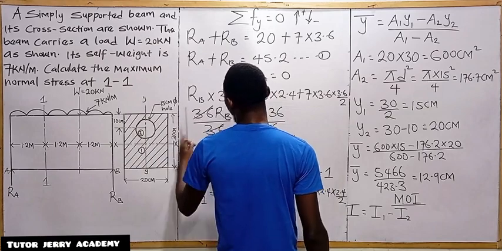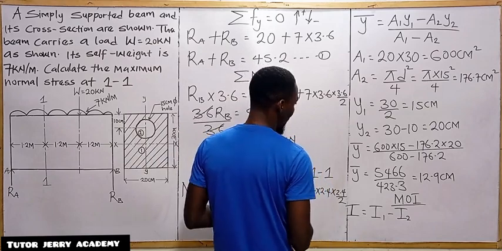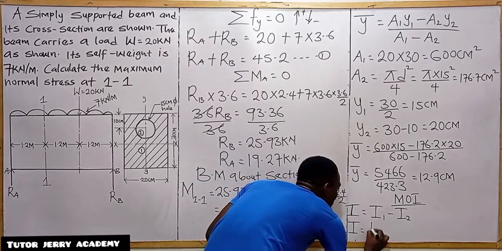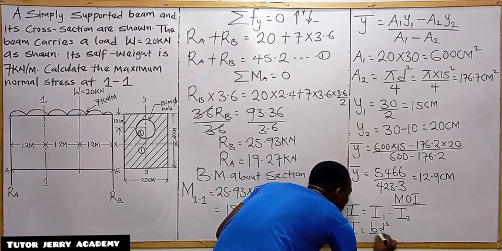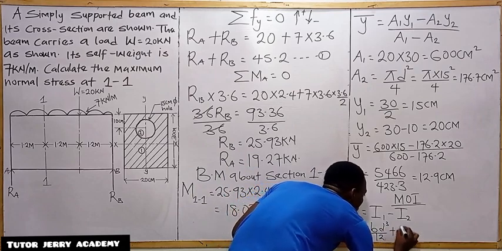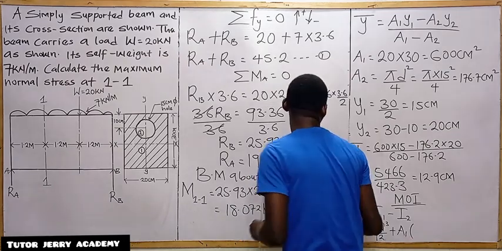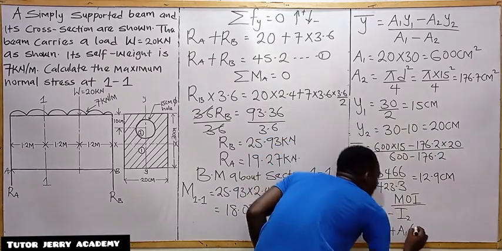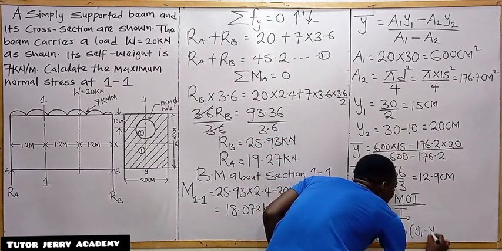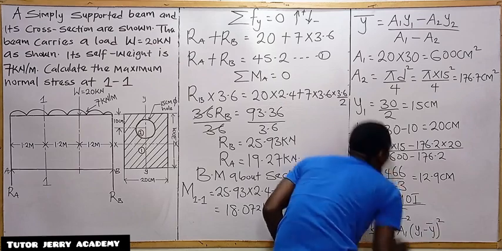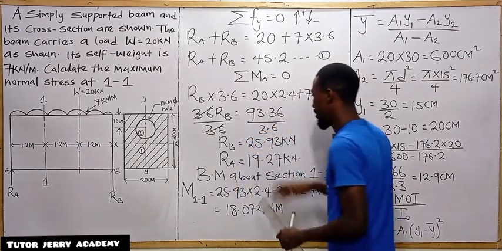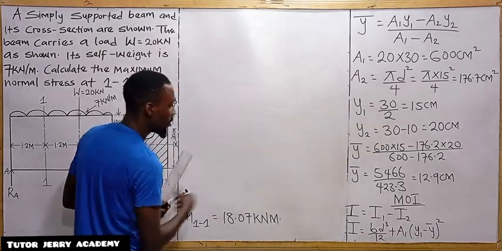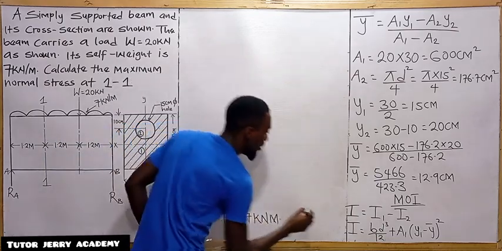It's going to be the moment of inertia of this rectangle. So the formula there is going to be BD cubed all over 12 plus A1 into, then check between your Y bar and your Y1, which one is greater. All right, Y1 is greater, so we are going to have Y1 minus Y bar all squared. All right, so let's clear off this side.